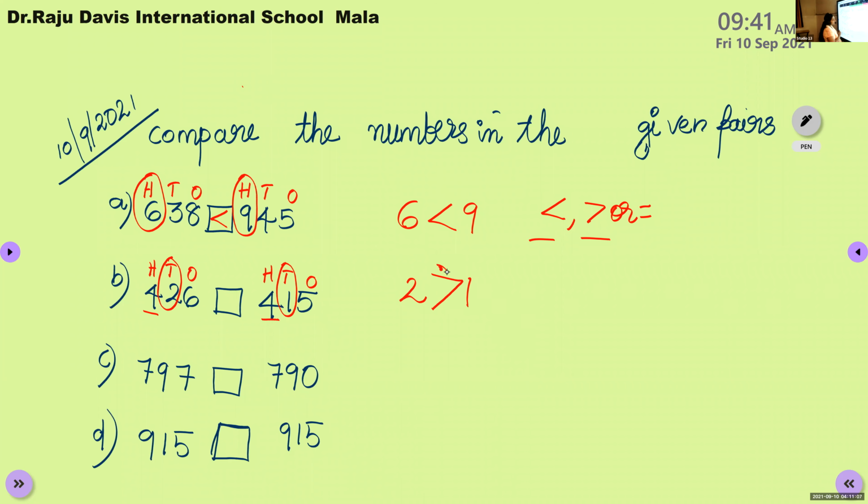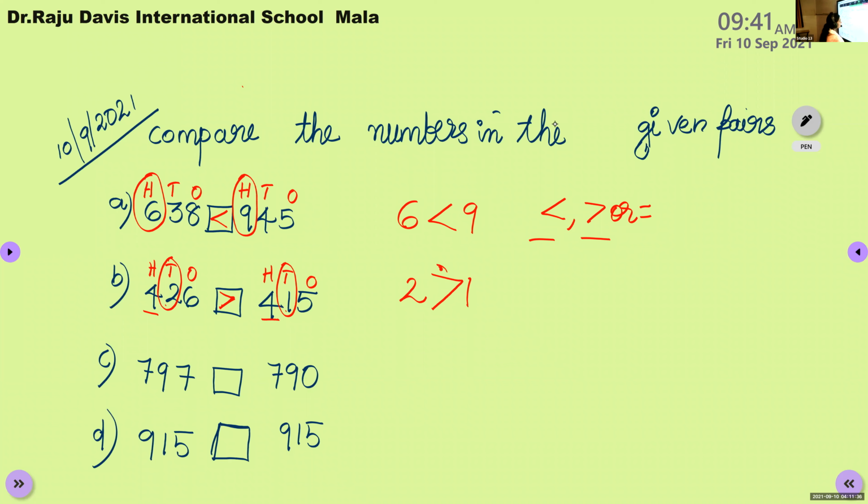2 is greater than 1. So what can we say? 426 is greater than 415. The same symbol we can put here. Is that clear to you now? Yes. Okay. Now, next question.